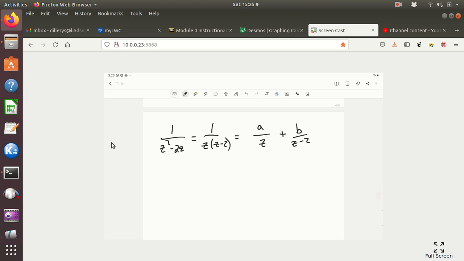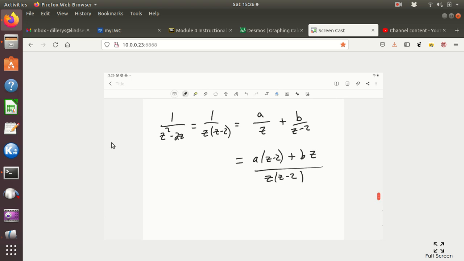Now what I tend to do is think of my next step as getting towards something like this: I'd have to get a common denominator, and so I get a times z minus 2 plus b times z, all over z times z minus 2. Okay, so as you look at this, this numerator has to be 1, always.